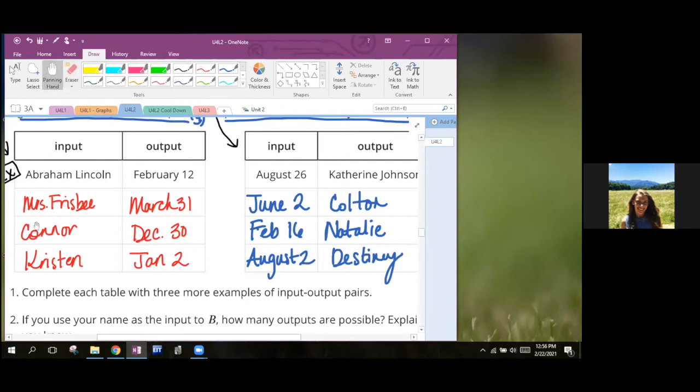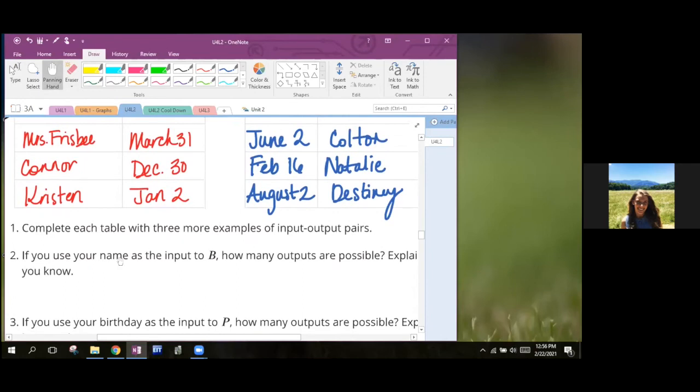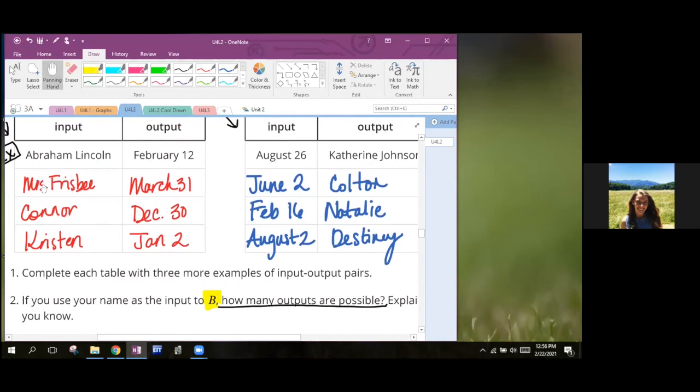Okay, so number 1 says complete each table with 3 more examples of input output pairs. Okay, we did that. If you use your name as the input to B, so we're looking at this table up here, that's table B, how many outputs are possible? So for me, for example, I use my name as the input. How many possible dates could I have put here if I'm talking about my birthday?